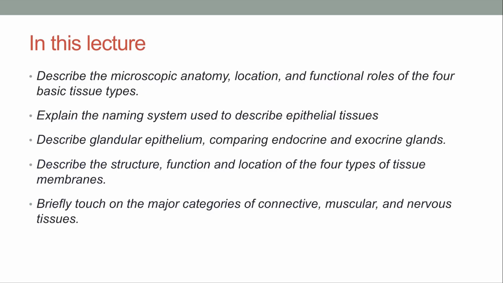In this lecture, we will cover the microscopic anatomy and location and function of the four basic tissue types, explain the naming system used to describe epithelial tissues, describe glandular epithelium, and the structure, function, and location of the four types of tissue membranes. Then we'll briefly touch on the major categories of connective, muscular, and nervous tissues.